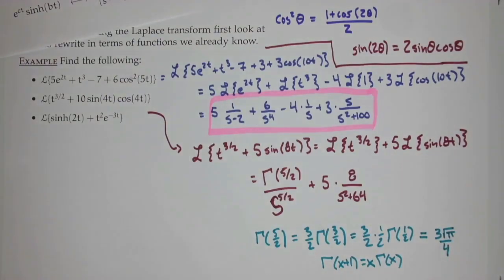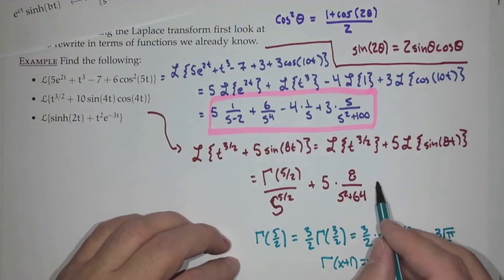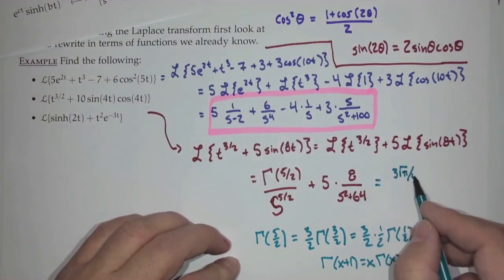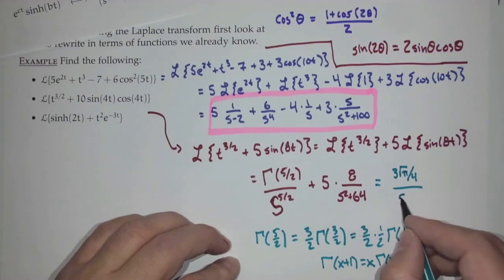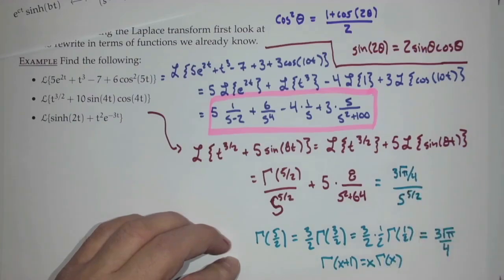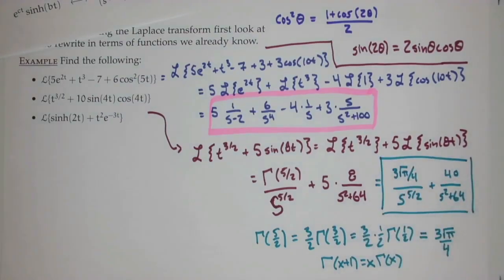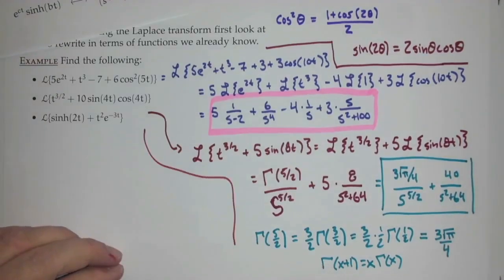So we could say our answer becomes 3 square root of pi over s to the 5 halves. And then 5 times 8, we could write that as 40 over s squared plus 64. And there's our answer. All right. Well, 2 down, 1 to go. We should finish it, right? Complete the trilogy.